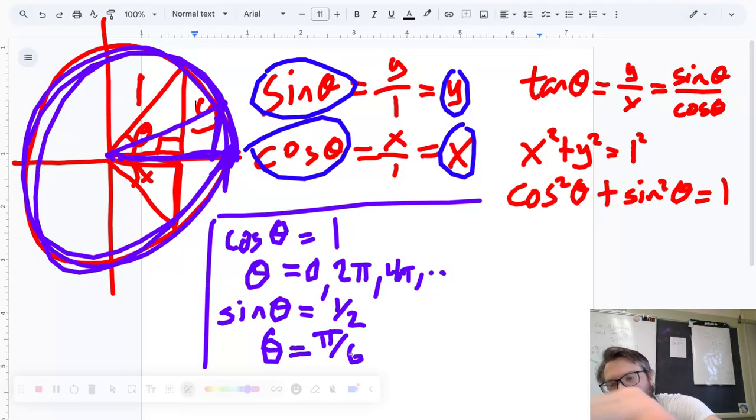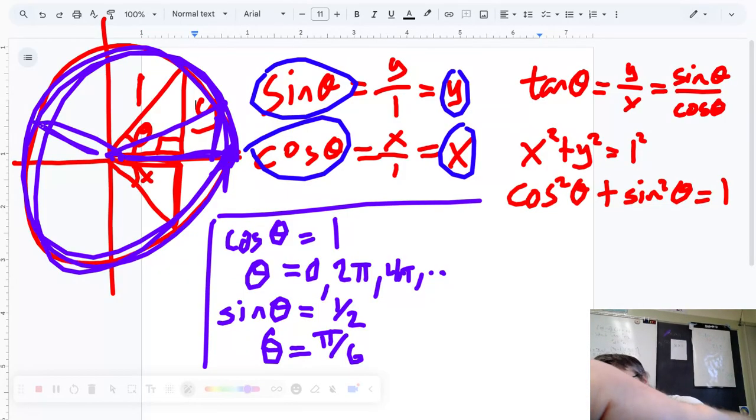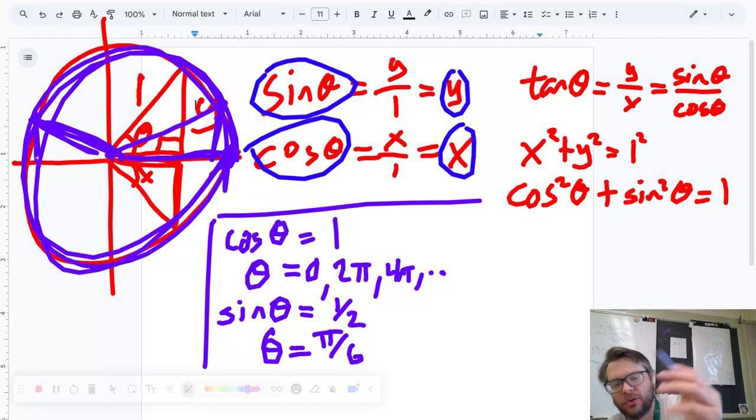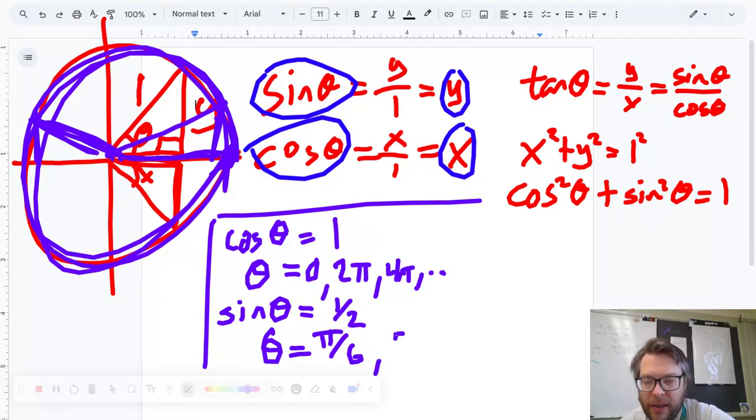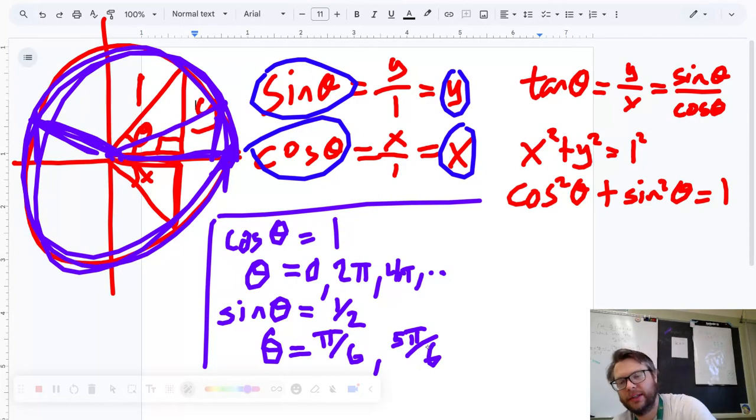But it also happens over here in quadrant 2. In quadrant 2, we have the same triangle just reflected. The y value is still positive 1/2. And so that's a little bit less than a half circle, which is 5 pi over 6.